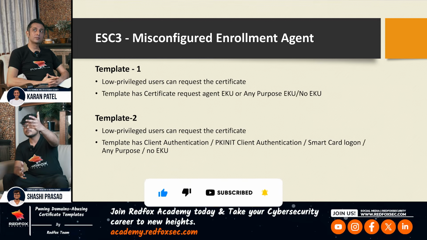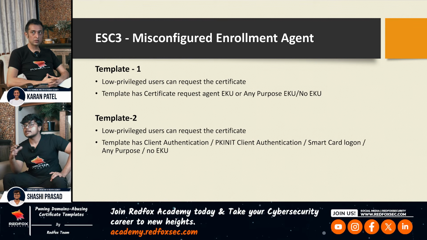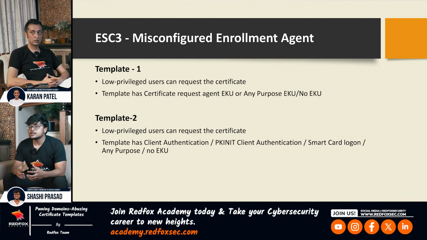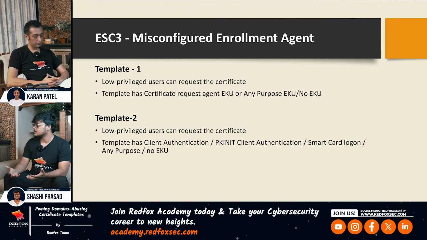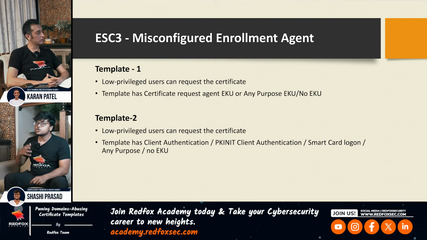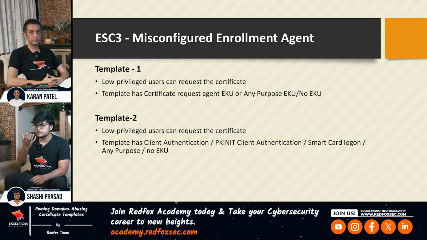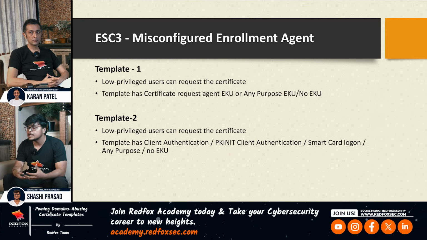So yeah, these are the requirements for the two certificates. The first one is that on the enrollment agent template, the low privilege user can request the certificate, and the template has the certificate request agent EKU or any purpose EKU. We know that any purpose means everything, so it also has the certificate request agent. But the main thing here is the certificate request agent EKU set on the certificate template to be vulnerable for ESC3. And the second template should also allow the low privilege user to request the certificate, and the certificate we request will allow for client authentication.